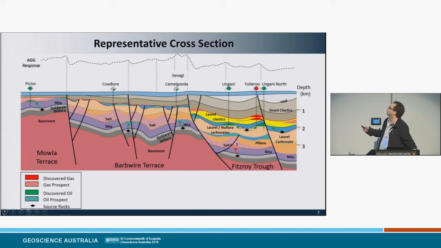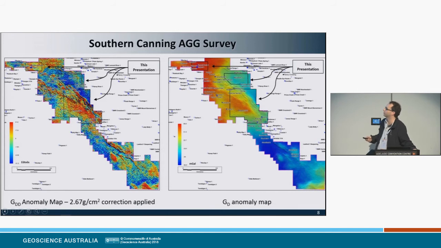And then in through here we have our tight gas play at Yallaroo, some interesting oil shows at Ungani North, and then we move back up onto the next terrace up. Here was an old field discovered in the 1980s, I think by BHP at Pictou. And then over on the right hand side, which is the north, is where we drop into the Fitzroy Trough proper, and at the deepest point it's speculated at 14 kilometres or so.